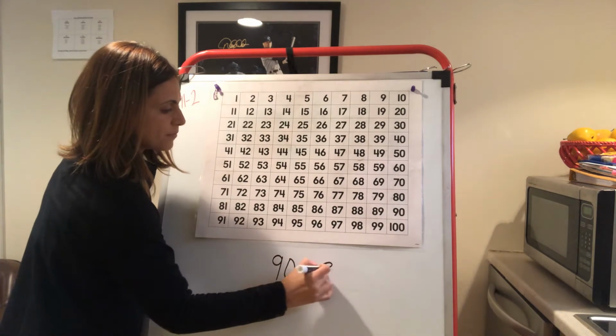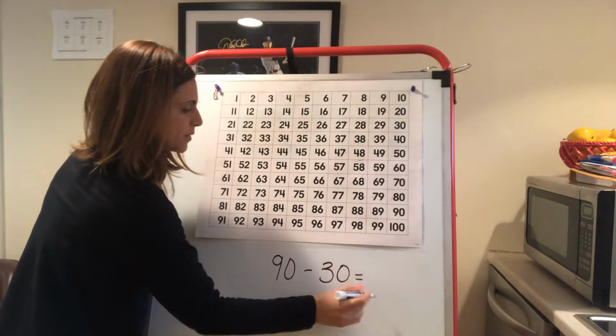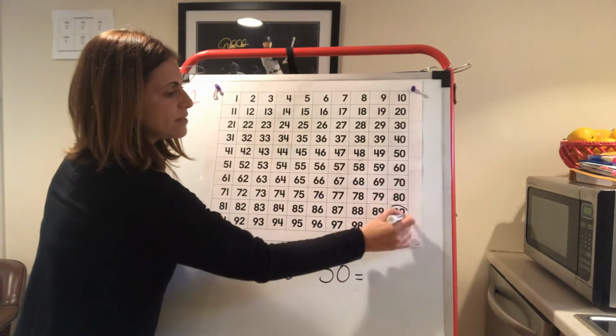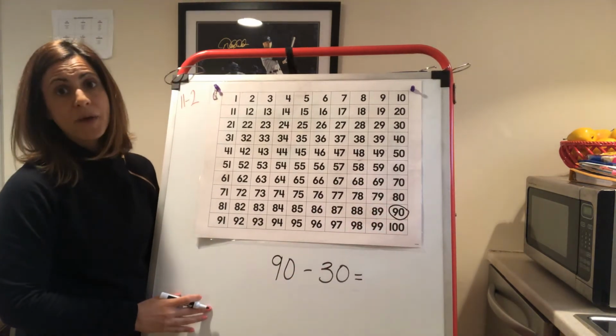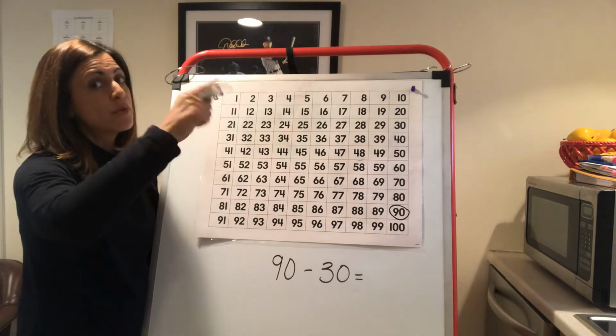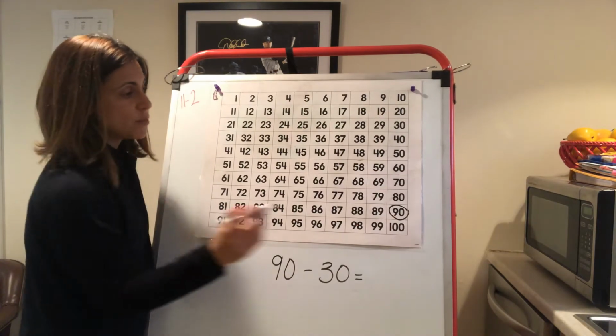Minus 30. So this is sort of like what we did yesterday. I find 90 on my chart. Here it is. I'm going to count back 3 groups of 10. So I'm counting back, but moving up on the chart because your number's getting smaller.